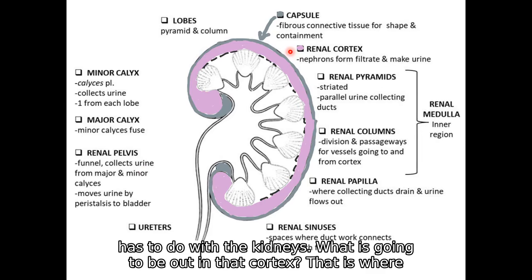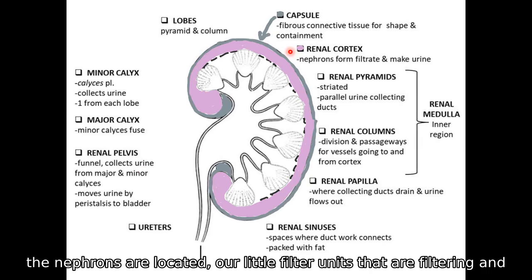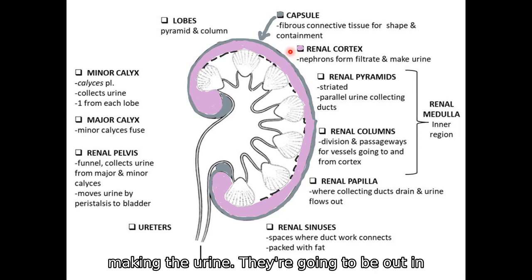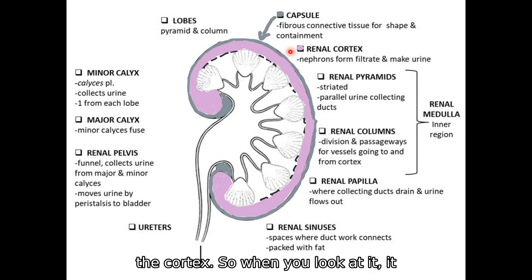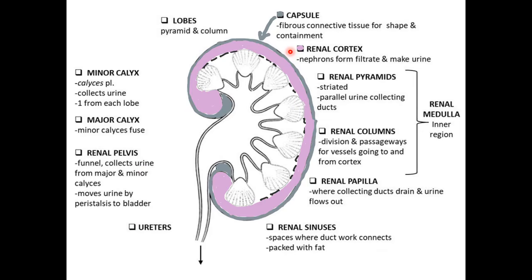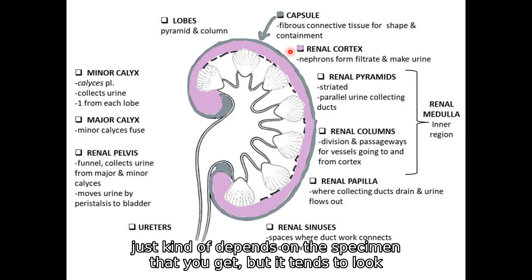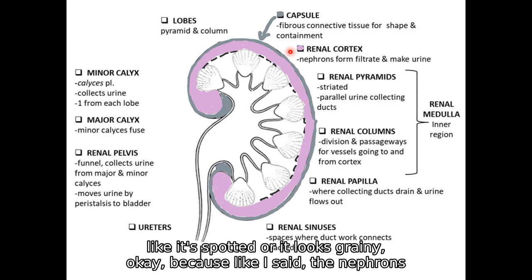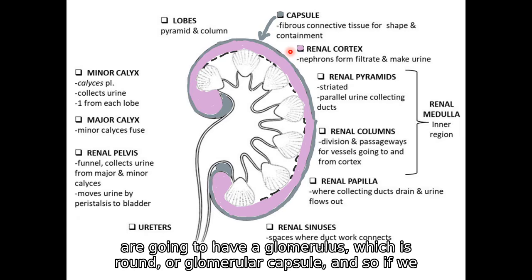What is going to be out in that cortex? That is where the nephrons are located, our little filter units that are filtering and making the urine. They're going to be out in the cortex. So when you look at it, it just kind of depends on the specimen that you get, but it tends to look like it's spotted or it looks grainy, because like I said, the nephrons are going to have a glomerulus, which is round, or glomerular capsule.